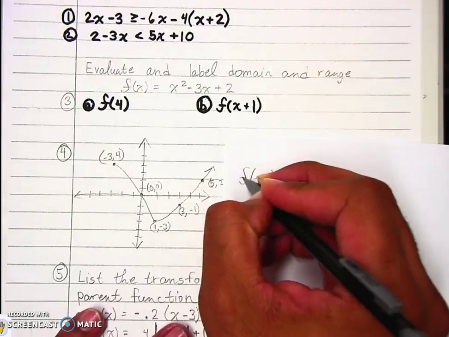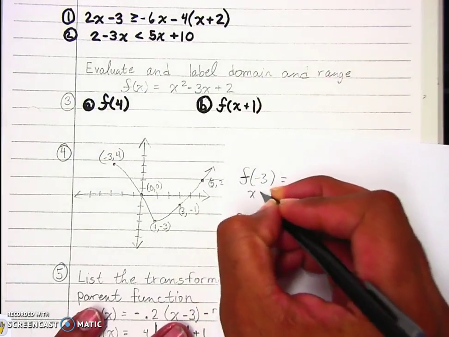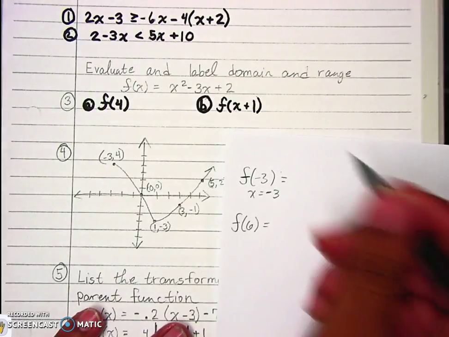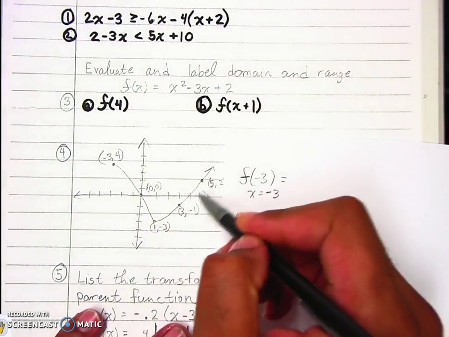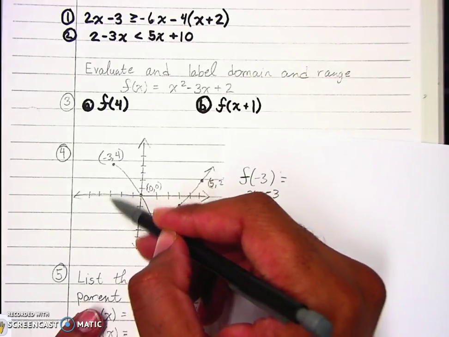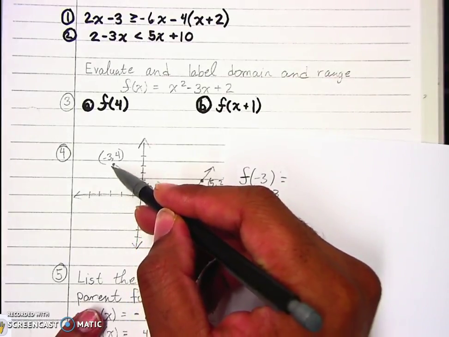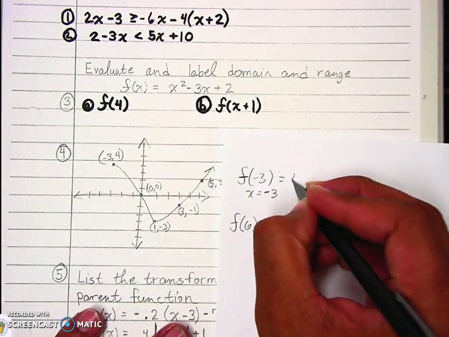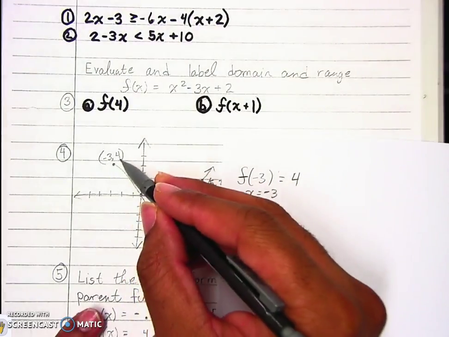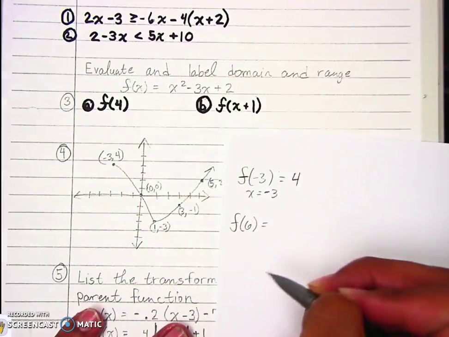So when we do this, we said, okay, x equals negative 3. And what is our y value? Is what we're looking for. So where x equals negative 3, so at 0, so 1, 2, 3. So negative 3 is x. You go up, and your answer is 4. So negative 3, 4. So your answer is 4.